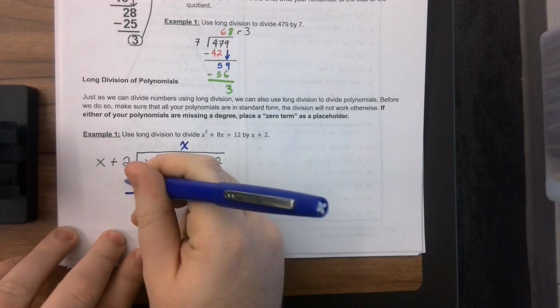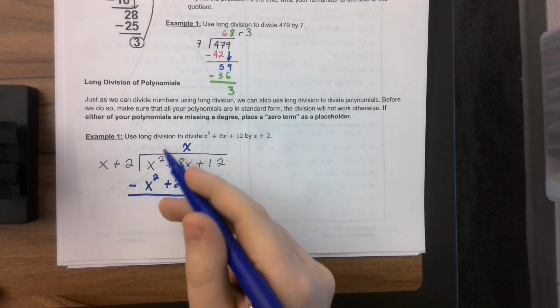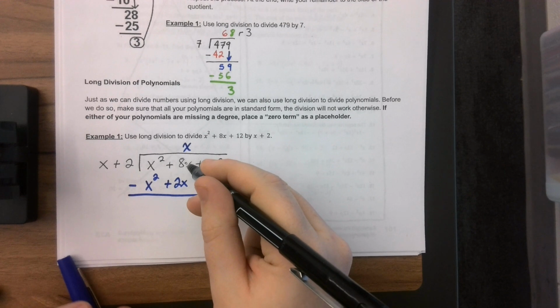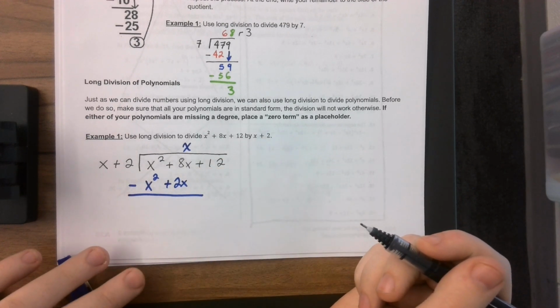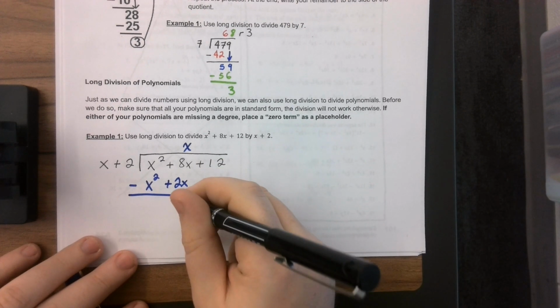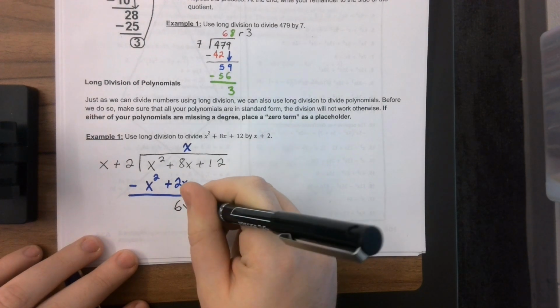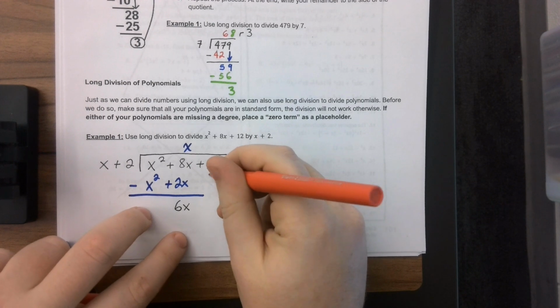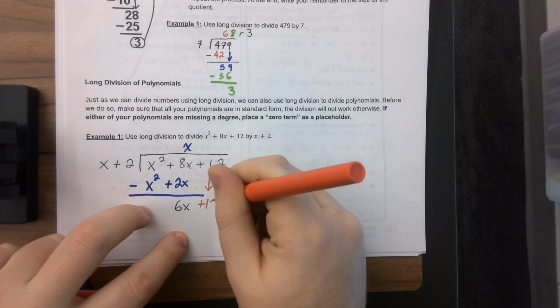Now, just like before, we're going to subtract it. What's x squared minus x squared? X squared minus x squared is 0, so those are fine. What's 8x minus 2x? Well, that's 6x. So we have a 6x here, and don't forget to bring down the next term. So we have 6x plus 12.